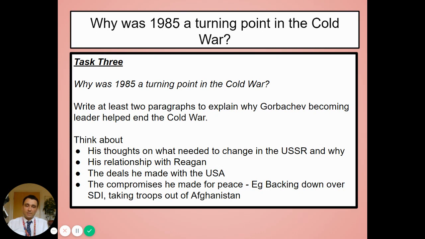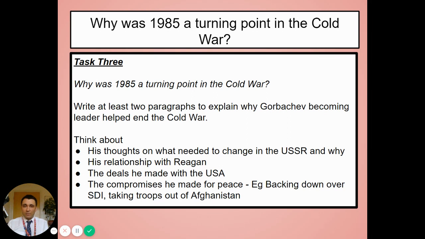he made for peace. So, for example, he backed down over SDI. He said that America could keep that. Many other Soviet leaders wouldn't have done that, but it allowed the 1987 deal to go through. The fact that he took his troops out of Afghanistan, he knew that he couldn't win the war there. He knew he needed to save money.